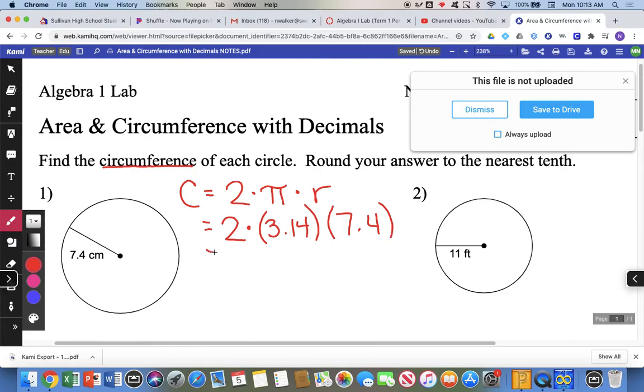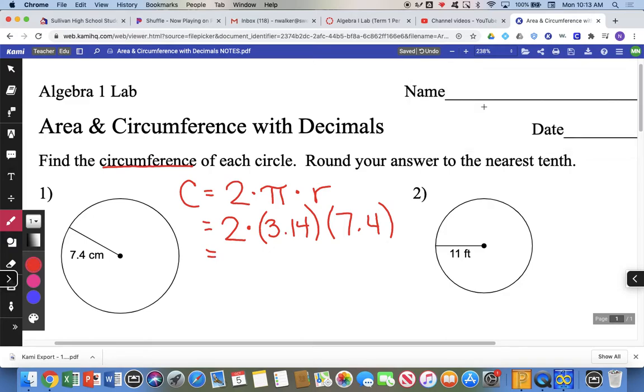So at this point, you guys are ready to plug it into your calculator. And I want to know the entire number. 46.472. All right, so 2 times 3.14 times 7.4. Say that again a little bit slower. 46.472. Do you guys agree with that? 46.472.